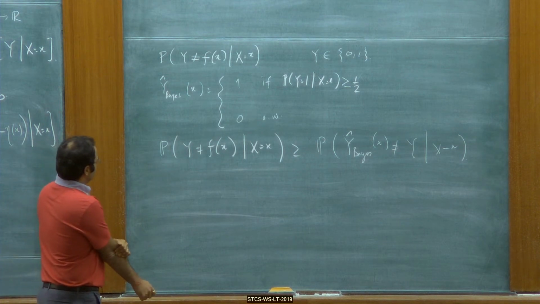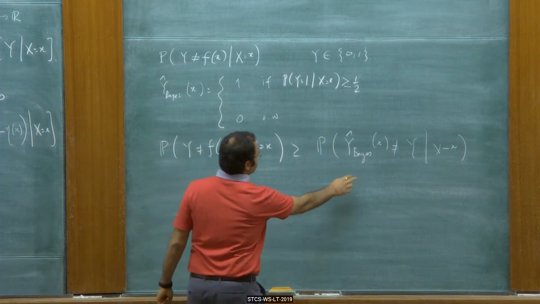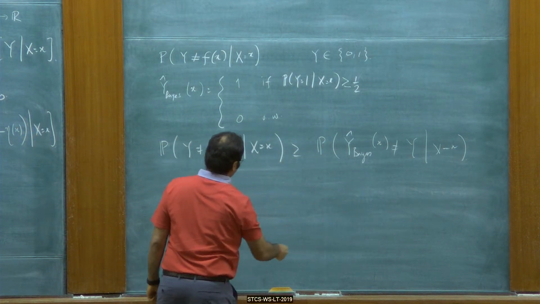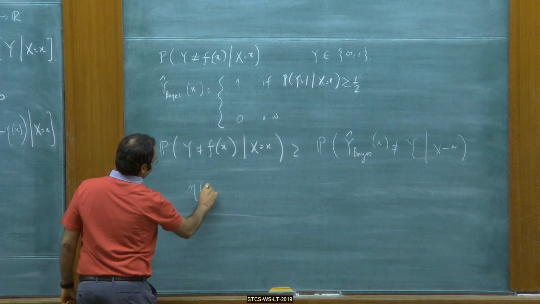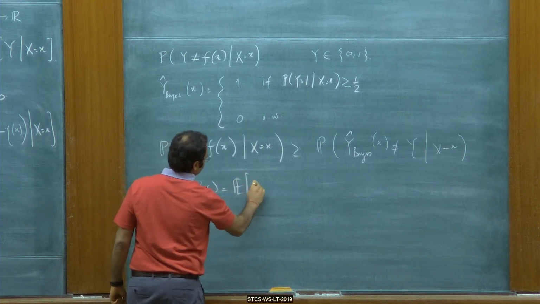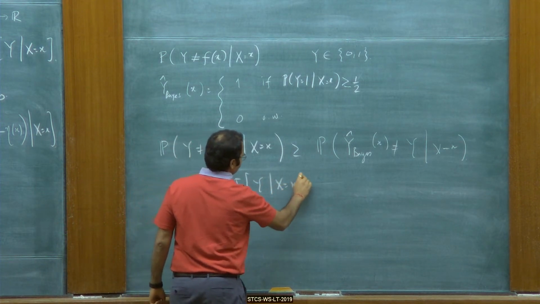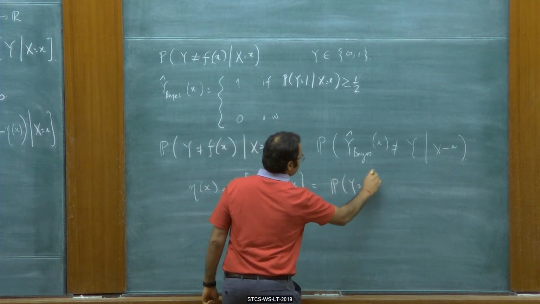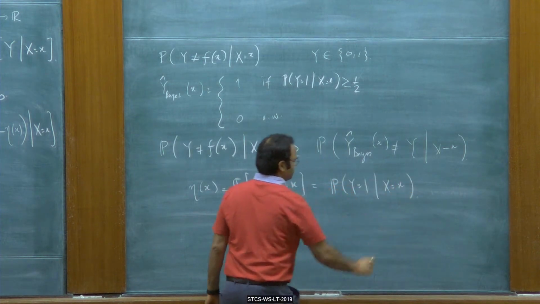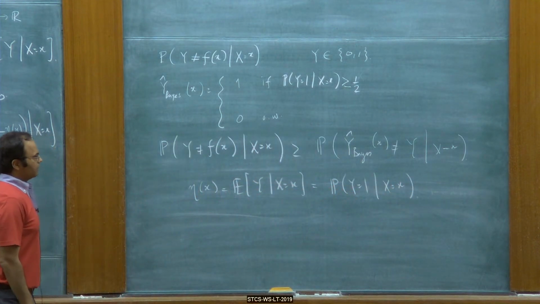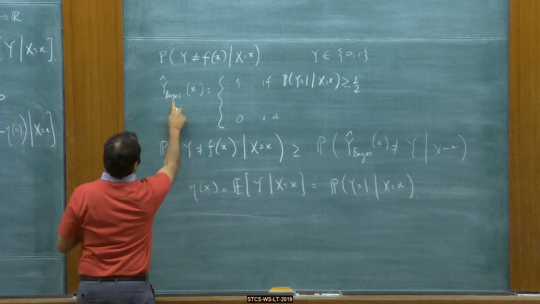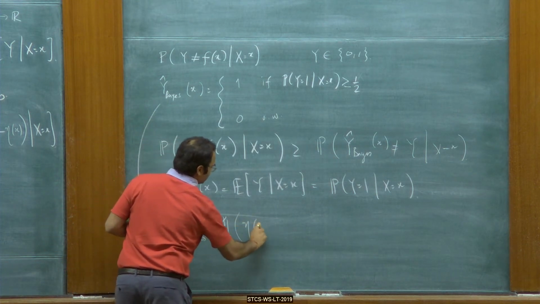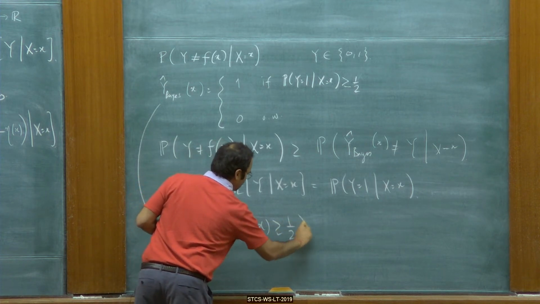So the question is, first of all, what does this have to do with eta? Well, in this case, it's really nice and simple, right? Because what is my eta of x? Eta of x by definition is the conditional expectation of y given x equals x, which is equal to the probability of y equals 1 given x equals x in this case. That means that my Bayes classifier can be rewritten as the indicator of eta of x greater than or equal to half.